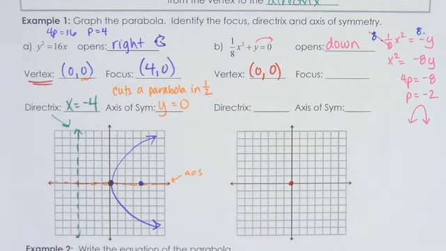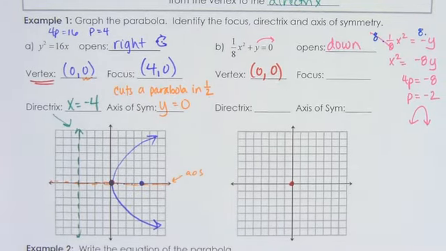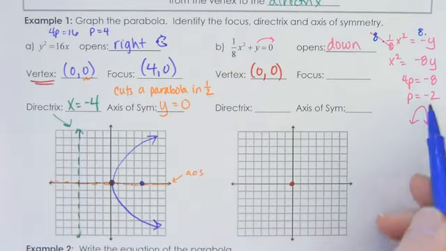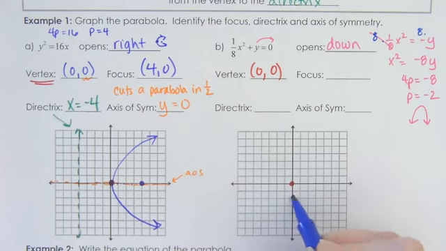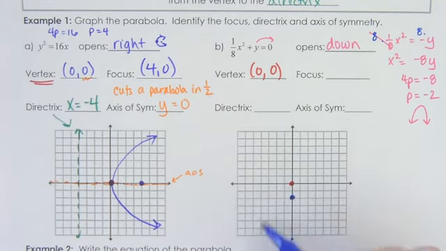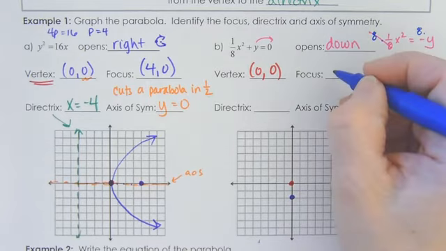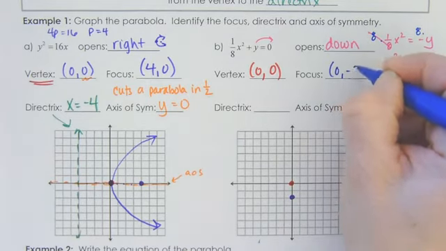I know the focus is always inside the parabola, so since the parabola is going to be opening down and p is negative, I'm going to go down 2. It's going to be inside the parabola because this is going to open down. All right, that is the ordered pair, 0, negative 2.